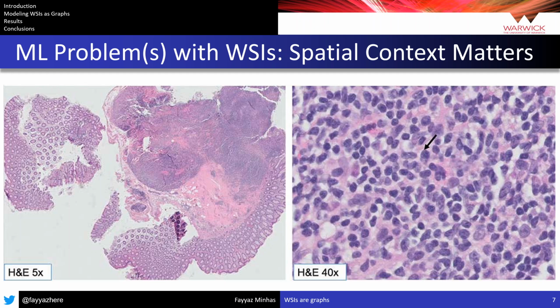Another problem that is associated with whole slide images is that the spatial context in which something occurs matters a lot. So, for example, in colorectal biopsies, if we see a bunch of lymphocytes, those may or may not be malignant depending upon the context of where they occur. So modeling this context of where something is at is also very important in developing effective solutions to computational pathology problems.